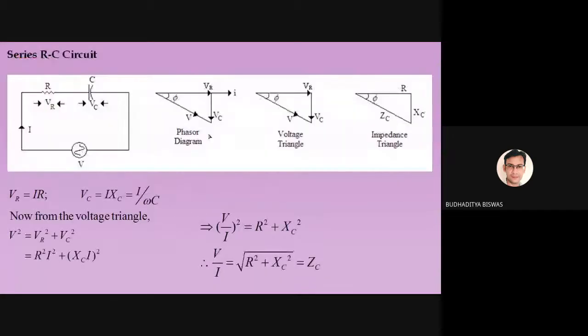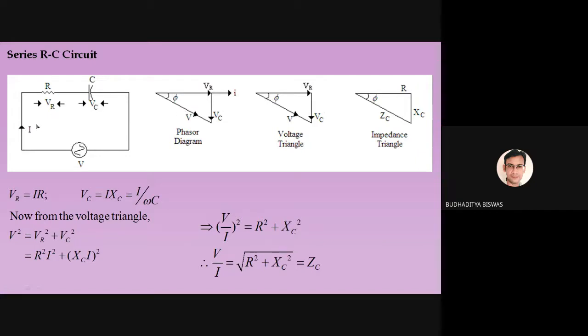Now come to this one. So first we do the series RC circuit. What happens if we give a pure AC across a series RC circuit? So here you see there is a resistance and there is a capacitance. The voltage across the resistance is VR and the voltage across the capacitance is VC.